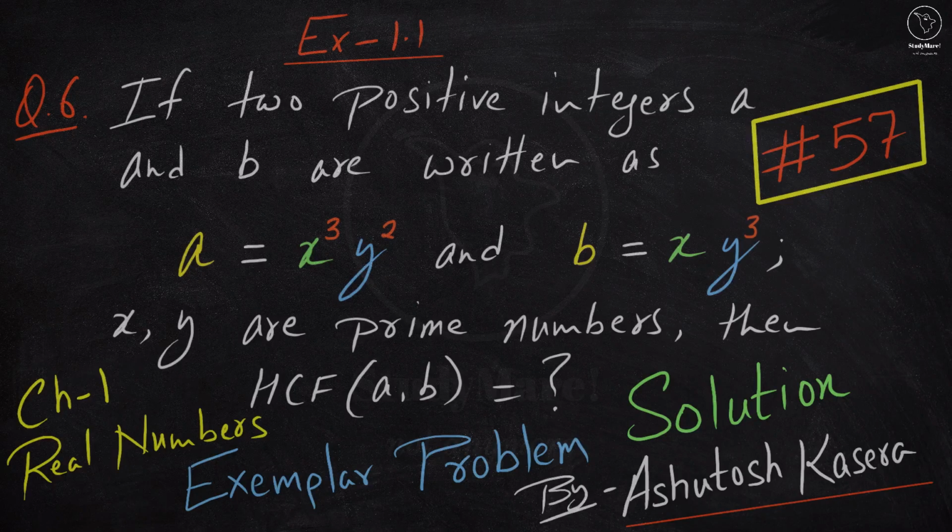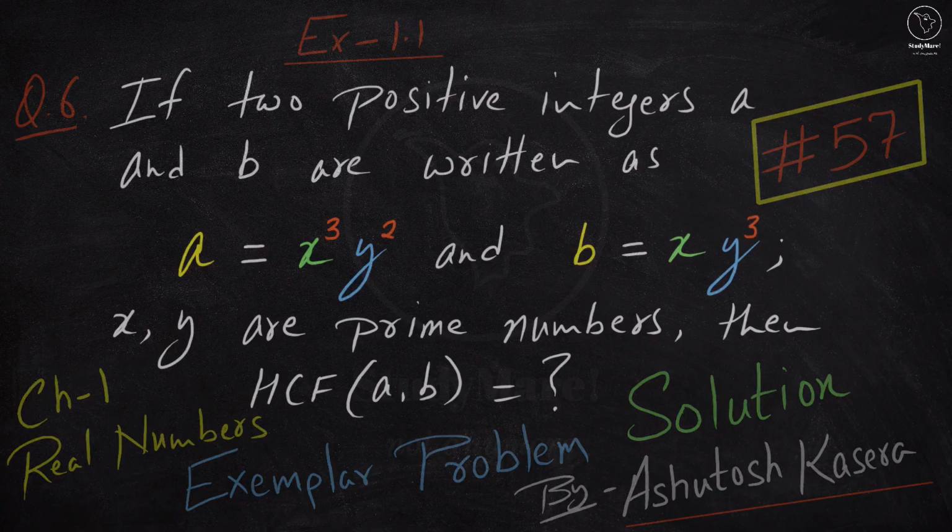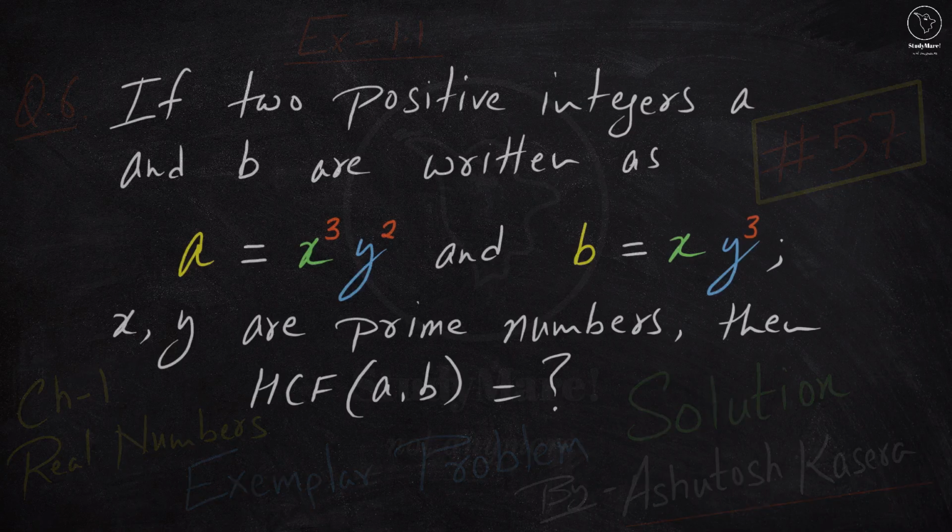If two positive integers a and b are written as a equals x³y² and b equals xy³, where x and y are prime numbers, then the HCF of a and b is equal to what?